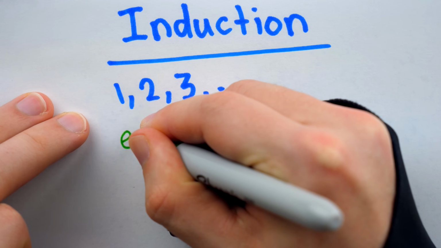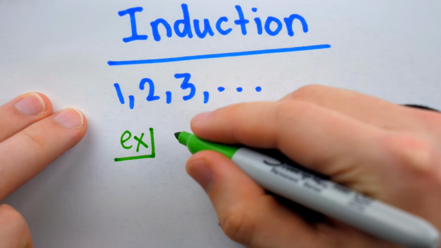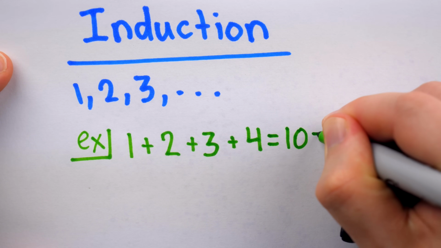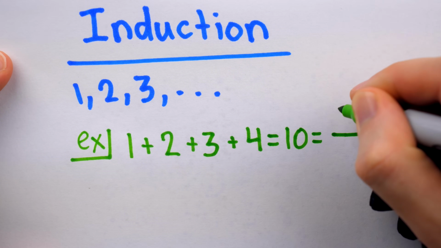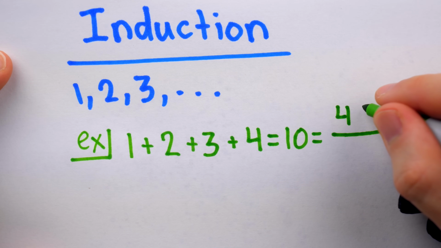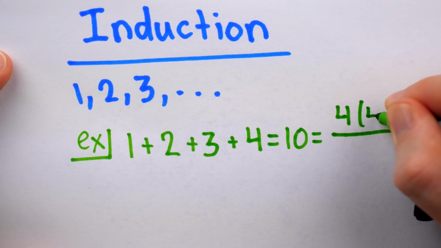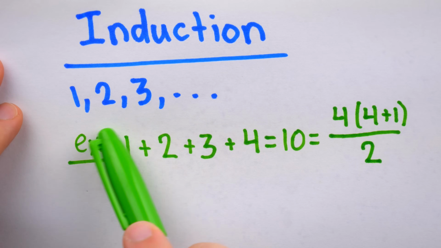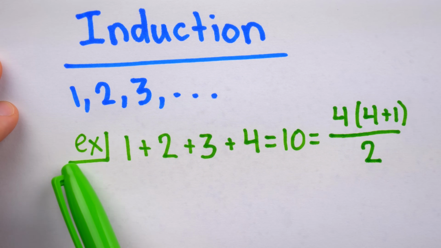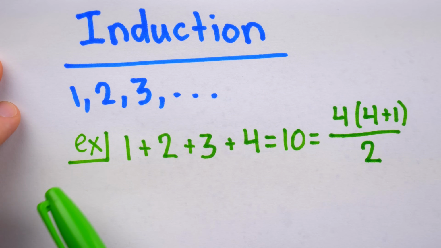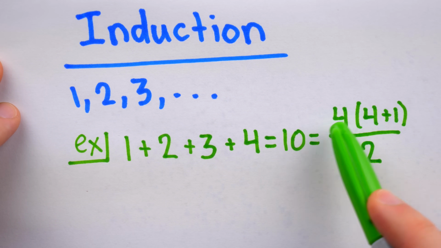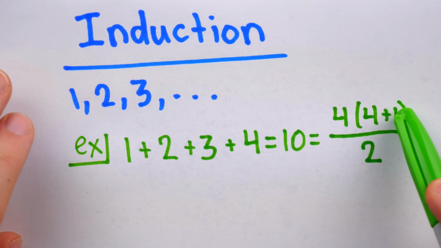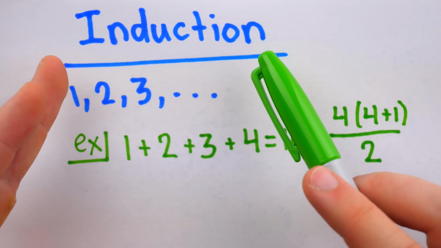Just for example, if we add up the first 4 positive integers, we get 10, which happens to equal 4, the number of positive integers that we added up, times the next positive integer, 4 plus 1, all over 2. And this is in fact always the case. If we add up the first 100 positive integers, that's going to be 100 times 100 plus 1 all over 2. Proving that this always works is a classic first example of induction.